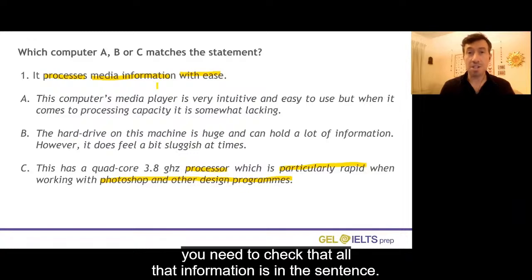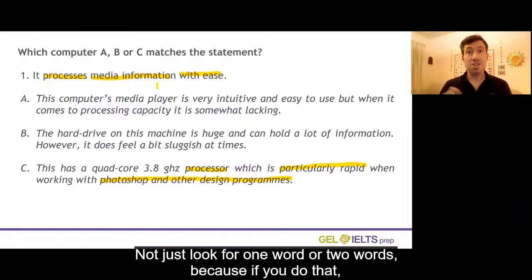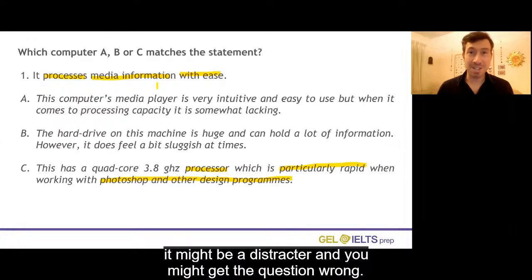And that's what you need to do. You need to check that all that information is in the sentence, not just look for one word or two words, because if you do that, it might be a distractor and you might get the question wrong.